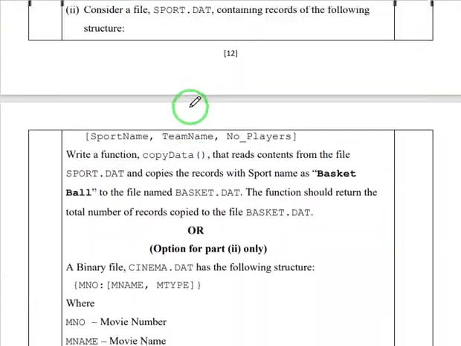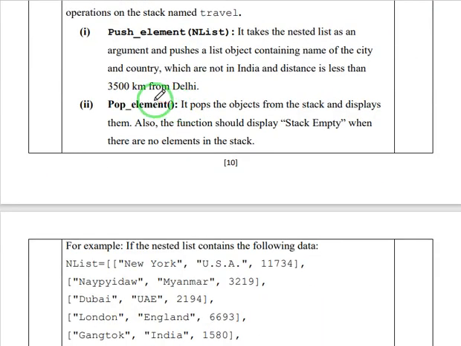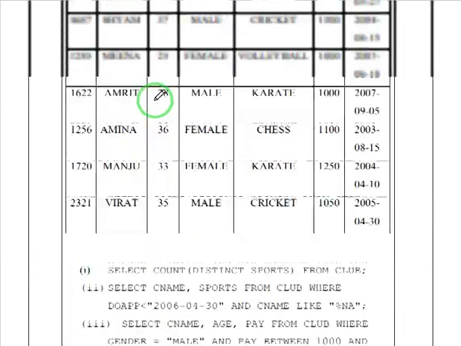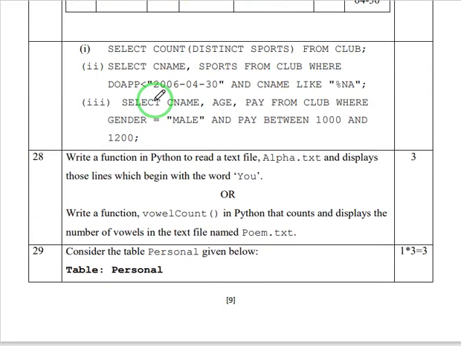Okay, I would like to go over one more question. Question number 28. Let's go over this. It basically says that we have to write a function to read a text file called alpha.txt and display those lines which begin with the word u. And we have to write a function vowel count which displays the number of vowels in the text file named ports.txt. So for the first part, I'll just show the answer to this question.